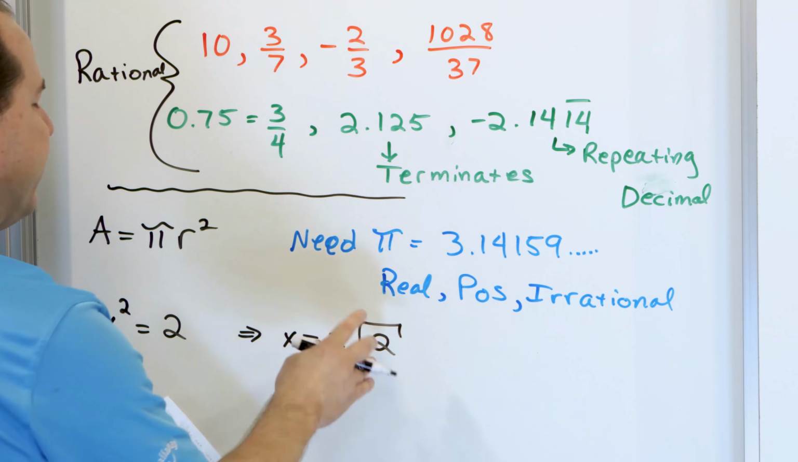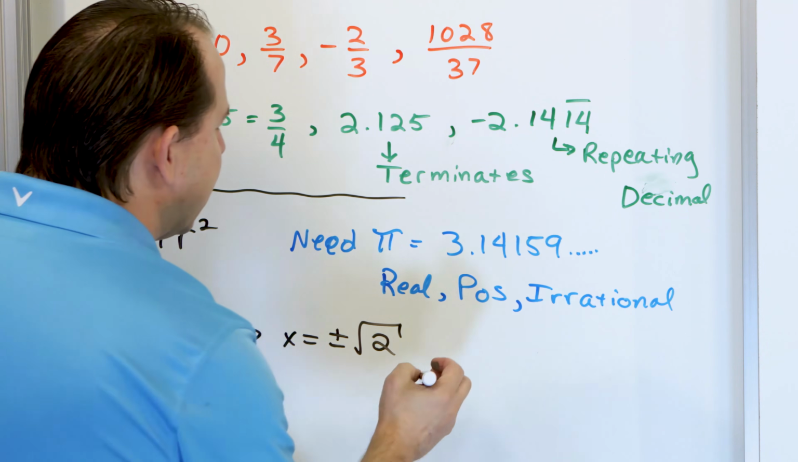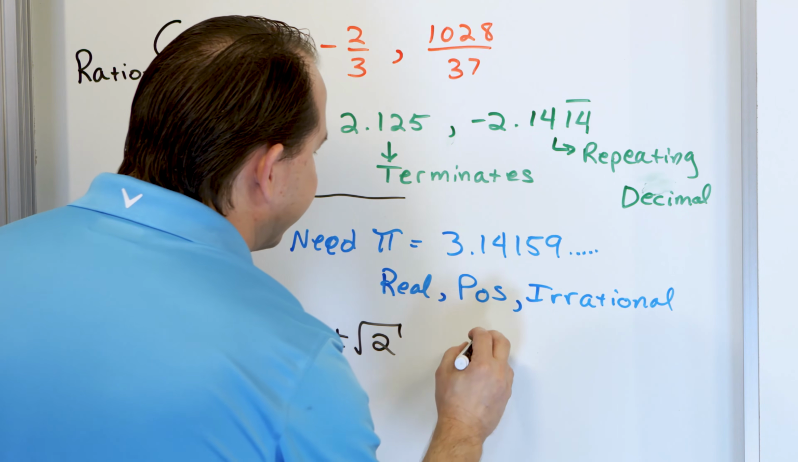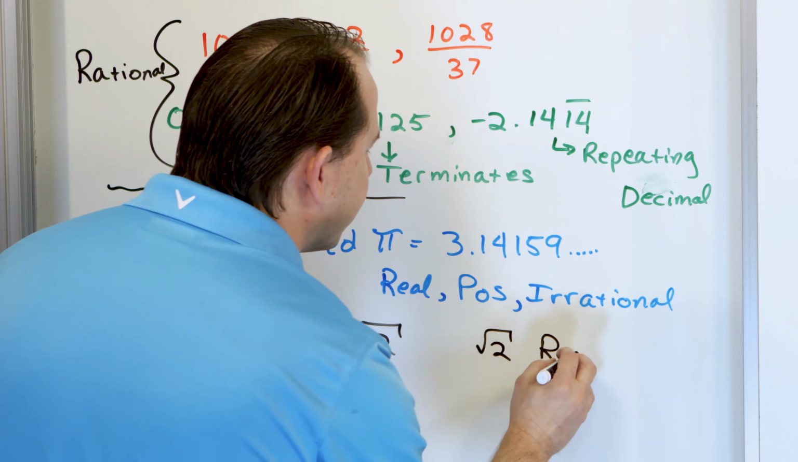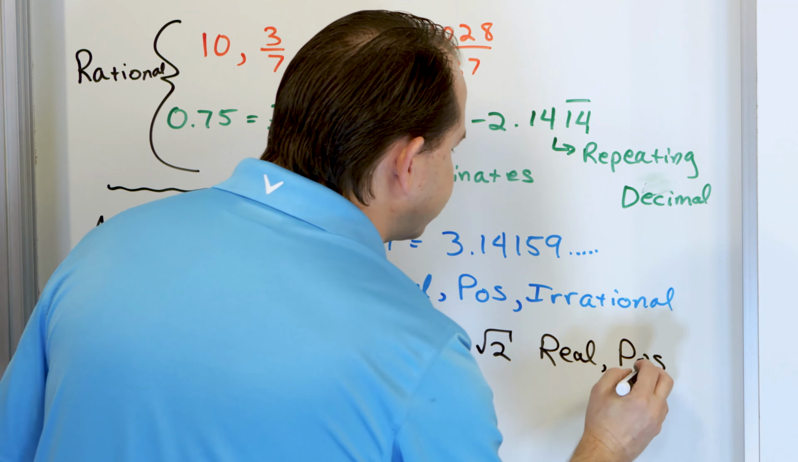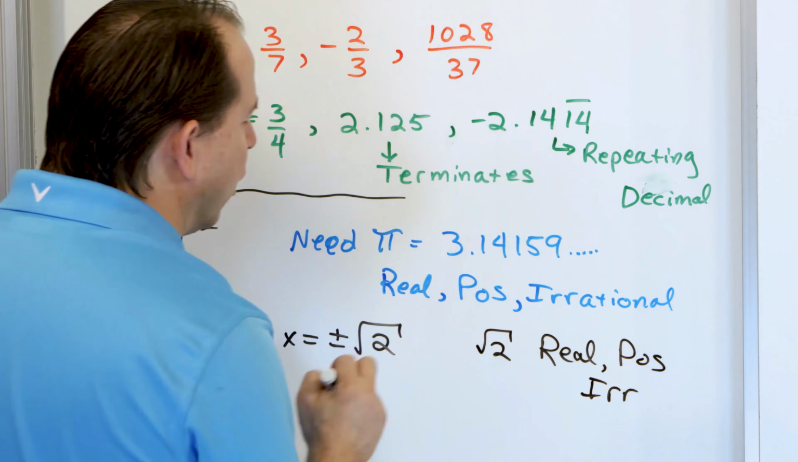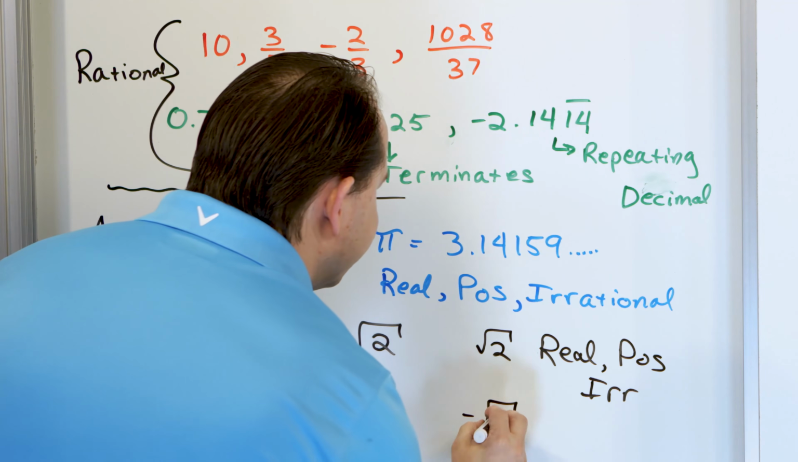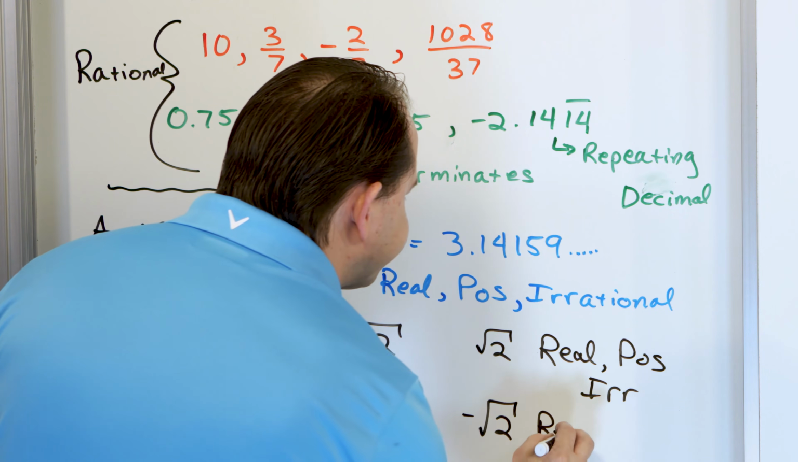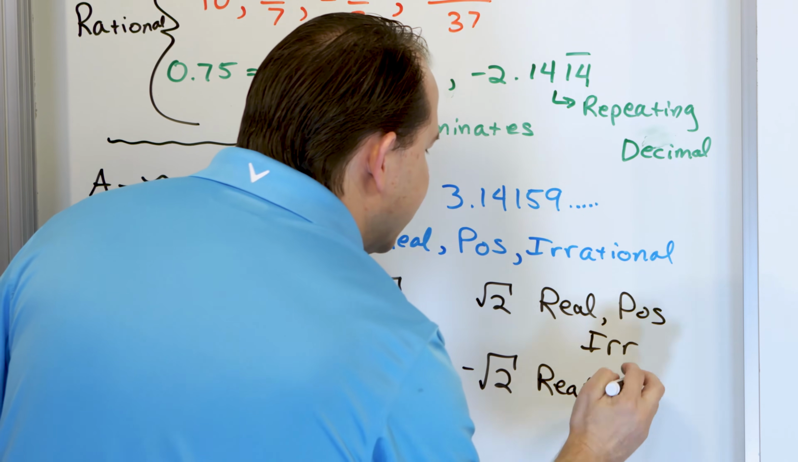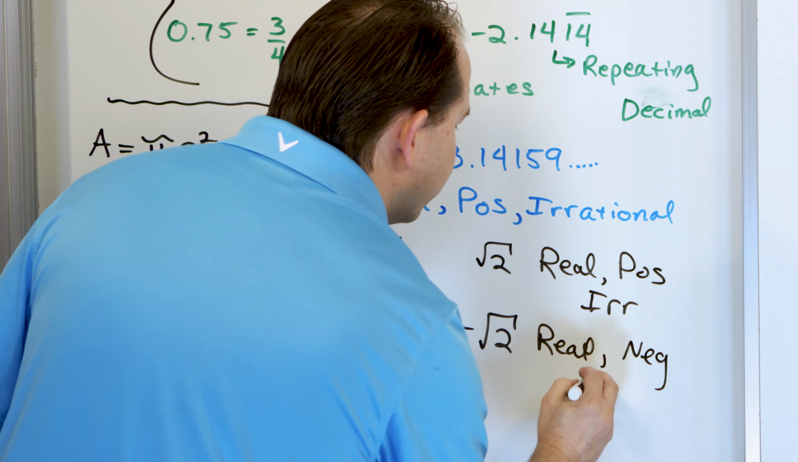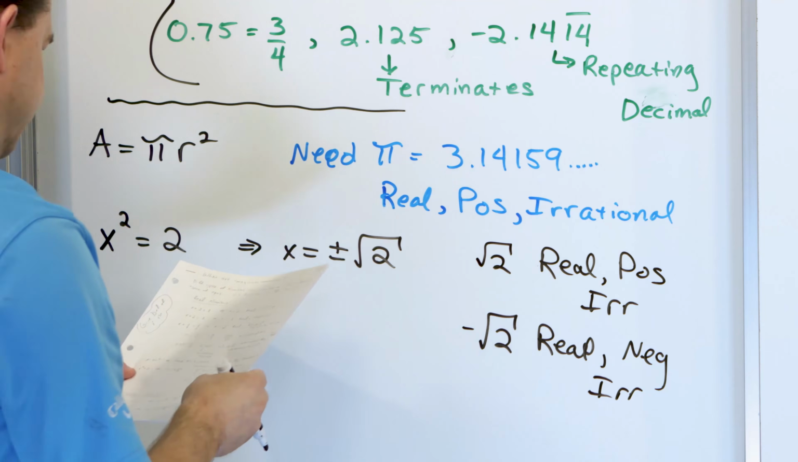So plus square root of 2 or minus square root of 2, let's say, well, we could just say the square root of 2 is real, positive, and irrational. I'll put IRR for that. And negative square root of 2 is real, instead of positive, it's negative, and it's also irrational because you cannot write it as a fraction.